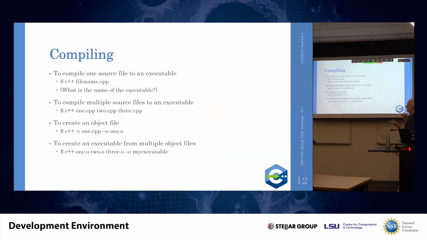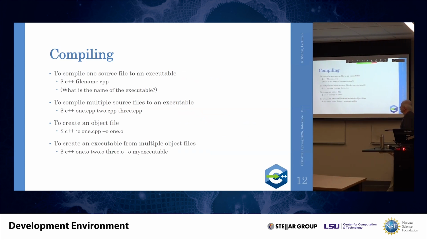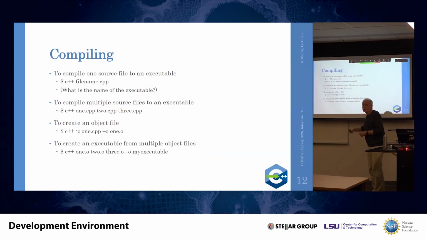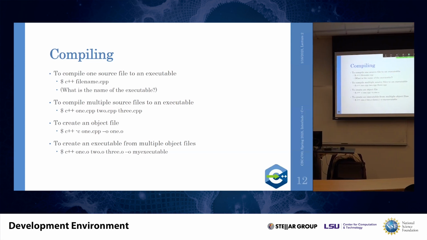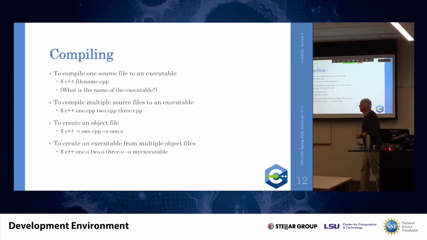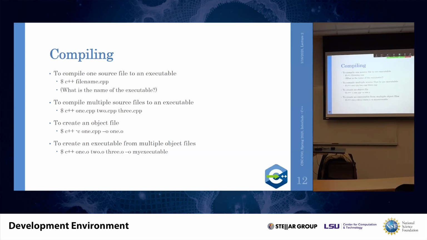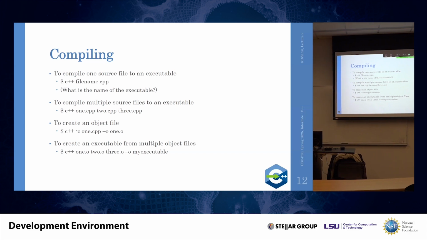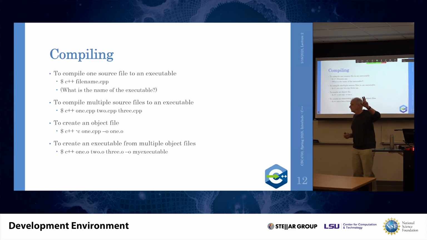Just a couple of examples of how you can compile things on the command line if you really want to do that. The compiler is usually called C++, obviously. You just pass the file name you want to compile, and it will do all the steps I mentioned in one go, and it will produce an executable. You might ask, what's the name of the executable that is created? Anybody?